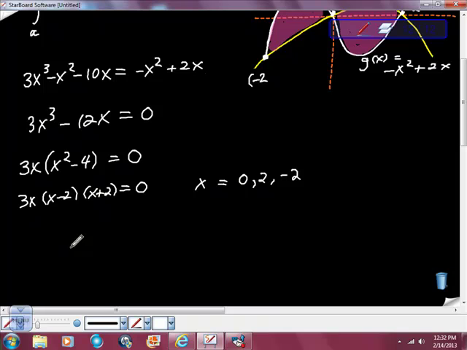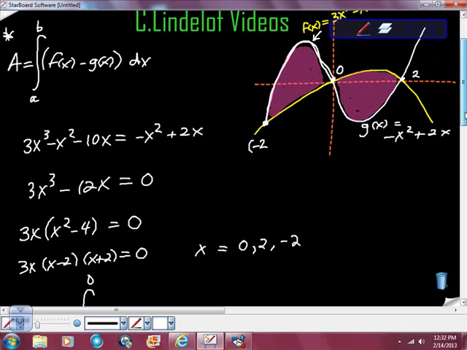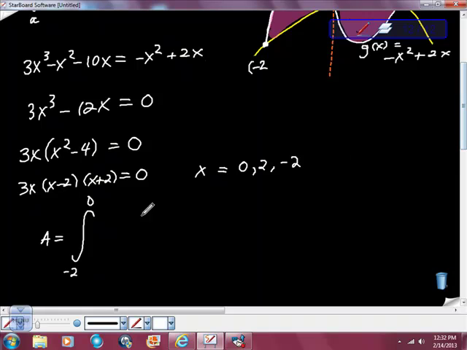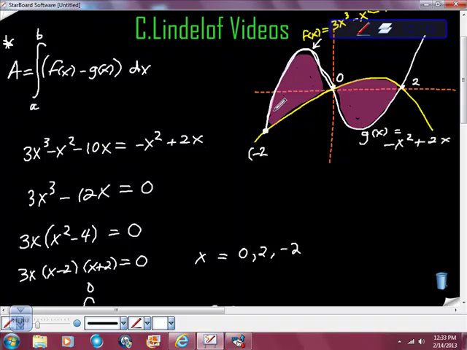I'm going to say that the area is equal to the definite integral from negative 2 to 0, right? From negative 2 to 0 of, and this is the one where x cubed is at the top, so it's 3x cubed minus x squared minus 10x, right? Minus the bottom function, which is negative x squared plus 2x. So that gets us, just take a look at where we are, that gets us from here to here.